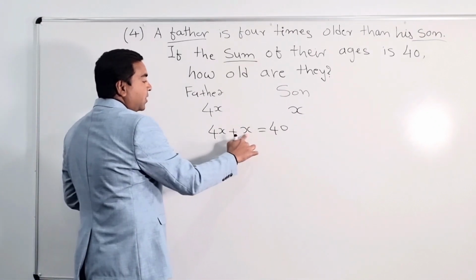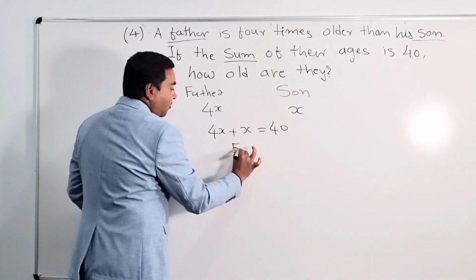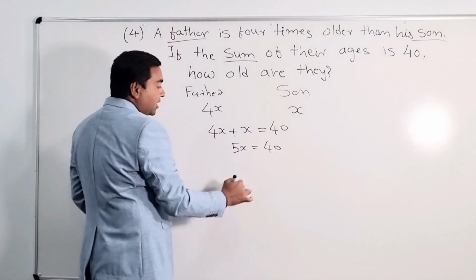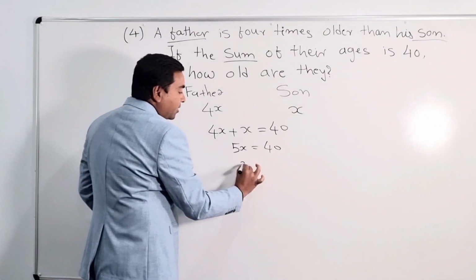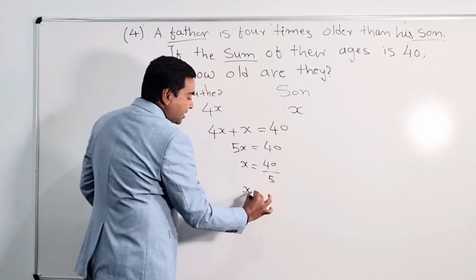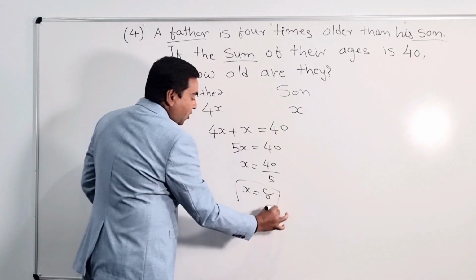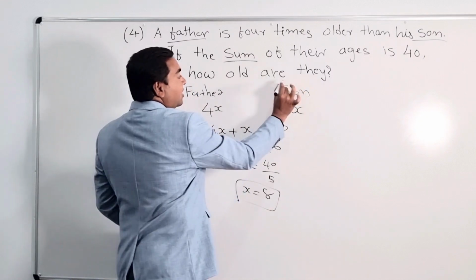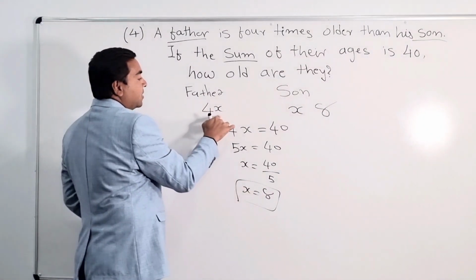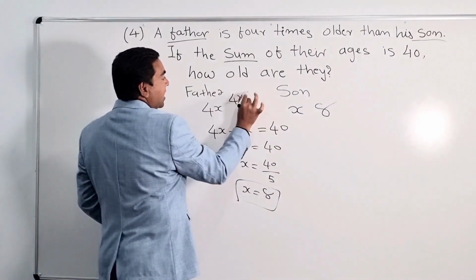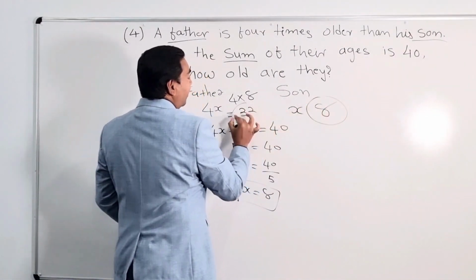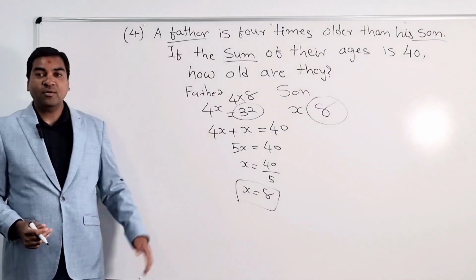So now 4x plus 1x, which is going to be 5x equal to 40, which is 5 times x equal to 40. Times goes divided by, so my x equal to 40 divided by 5, so x equal to 8. So x equal to 8, that means son is 8 years old and the father is 4 times x, which is 4 times 8. So father is 32 years old. Son is 8 years old and father is 32 years old. That is the solution of this question.